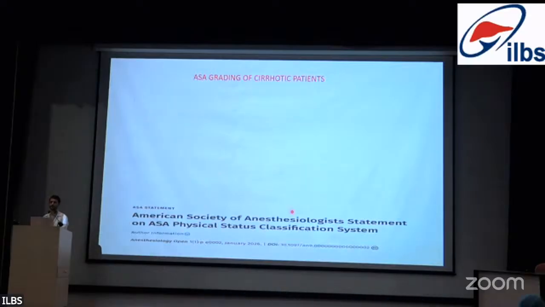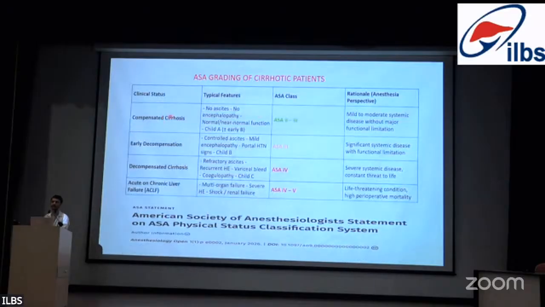Next, moving on to risk stratification, or ASA grading, of cirrhotic patients. This is given by the American Society of Anesthesiologists. Cirrhotic patients are considered very high-risk patients, and they have chances for increased mortality and morbidity post any anesthetic procedures. So if the patients are well compensated and have no ascites or no encephalopathy and come under Child A, they are classified as ASA 2 or 3. That is, they have mild to moderate systemic disease without major functional limitation.